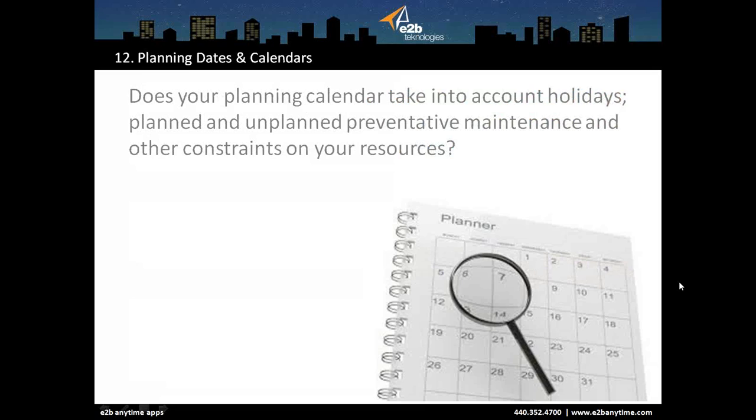Planning dates and calendars. Does your planning calendar take into account holidays, planned and unplanned preventative maintenance, and other constraints on your resources? Most MRP systems are infinite in the capacity. They're going to look at the requirement dates, they're going to look at your manufacturing and vendor lead times, your on-hand inventory quantities, and they're going to plan back using 24/7 availability to determine the dates for your planned work orders, your planned purchase orders. None of this takes into account capacity or availability.